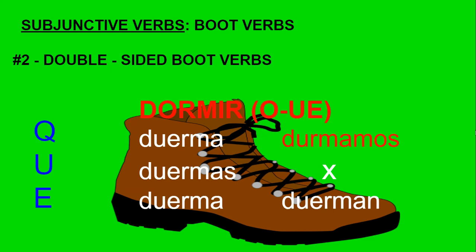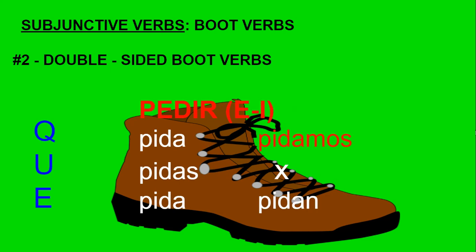One more like this. The verb pedir. Pedir is an E to I boot verb, and on the outside, it's just an I on the we form. So, que yo pida, que tú pidas, que él pida, que ellos pidan. Now look at the we form. Pidamos. So it just happens that it's an E to I on the inside and just an I on the outside. So you see how I call it a double-sided boot verb there.